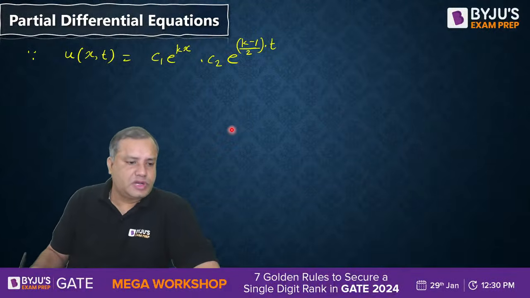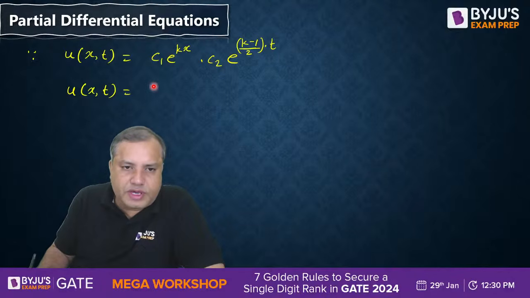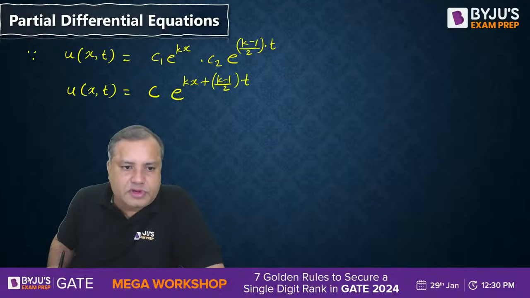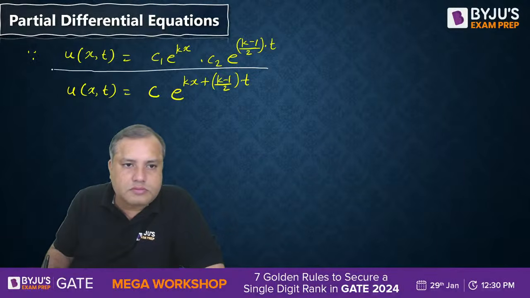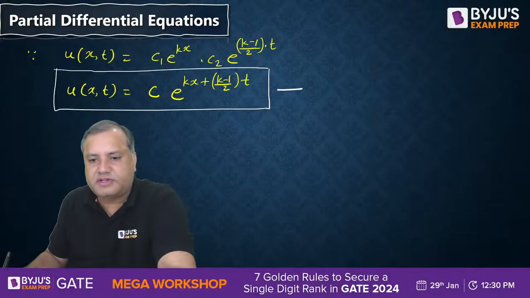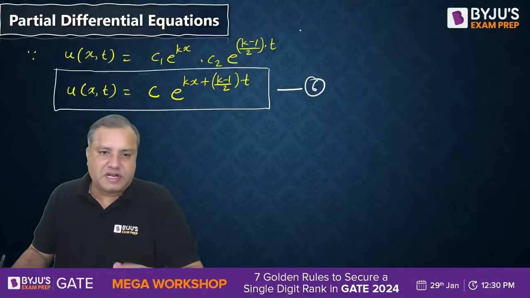Like this. Now students, what we can do here? c1 and c2 is replaced by a single constant c. E to the power, powers will be added. So kx plus k minus 1 by 2 into t. So we have obtained the general solution. This is my equation number 6. Okay, we have got the general solution.